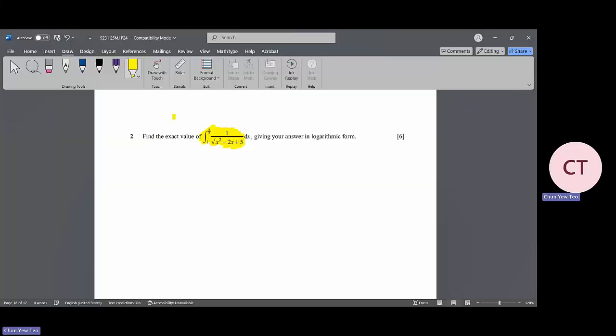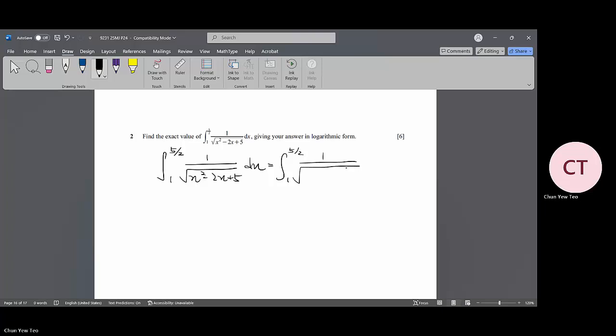For the integration over here, give your answer in logarithm form. So we need to integrate from 1 until 5 over 2, 1 over the square root of x squared minus 2x plus 5. This trick is quite common. We just need to complete the square for the denominator over here. Then you will get (x minus 1) squared plus 4, dx.